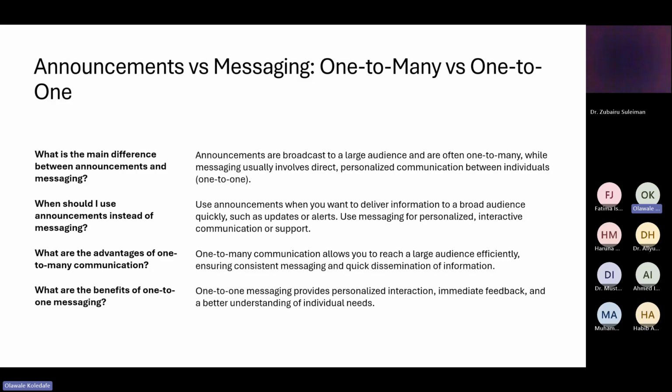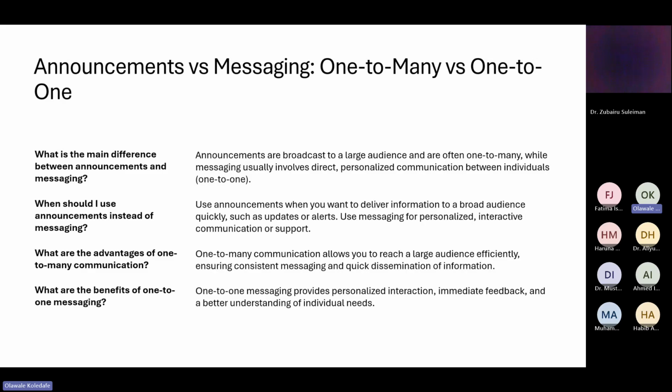So I will deploy announcements. But if I want to talk to everybody, versus if I just want to talk to just one student, then what I'm going to deploy is what I call messaging. Now, announcements are broadcast to a large audience and often offer a one-to-many kind of relationship, while messaging is personalized, targeted at one user.